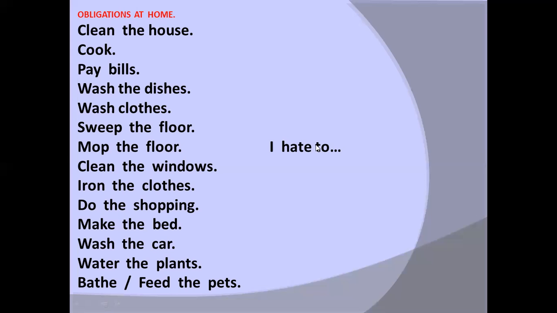Okay, I hate pay the bills. I hate wash the dishes. And I hate iron the clothes. Okay, very good. Thank you. Thank you, Ibis. Now let's see, and Israel, it's your turn.